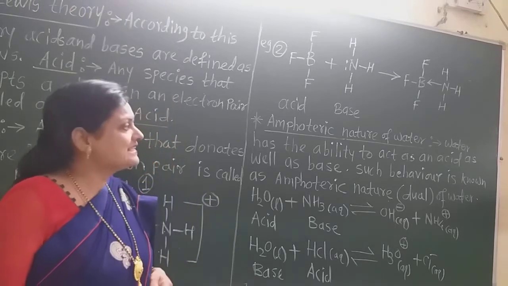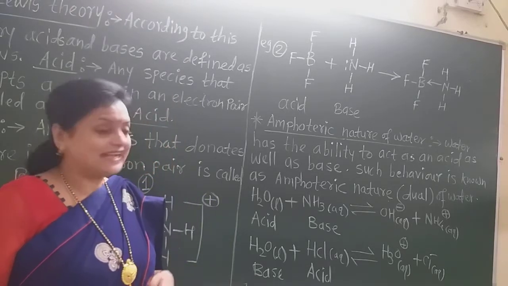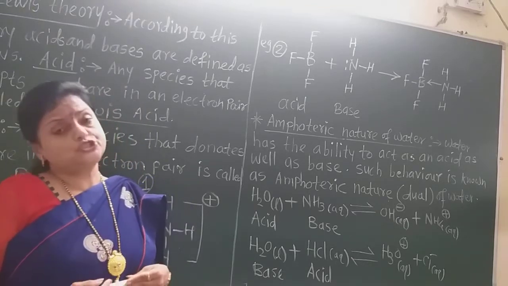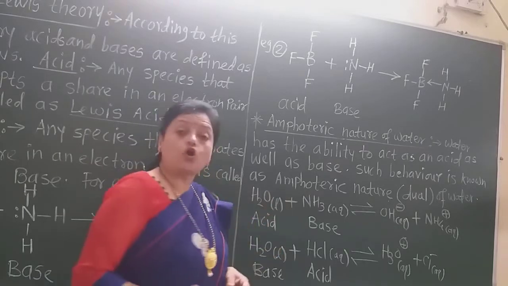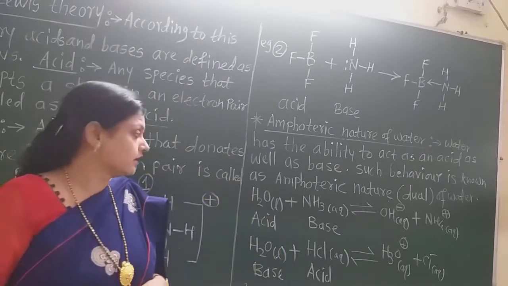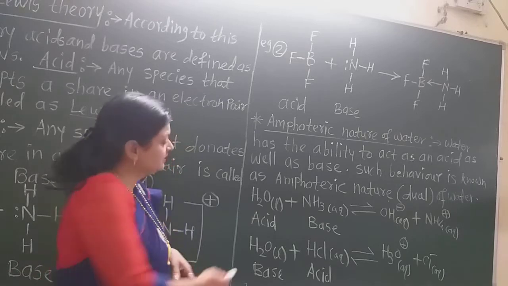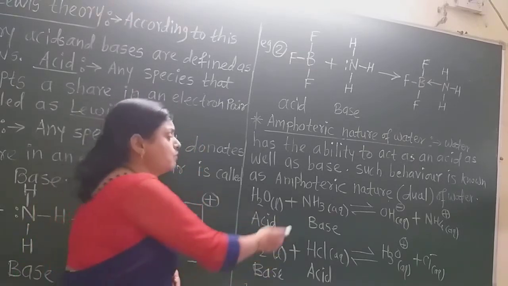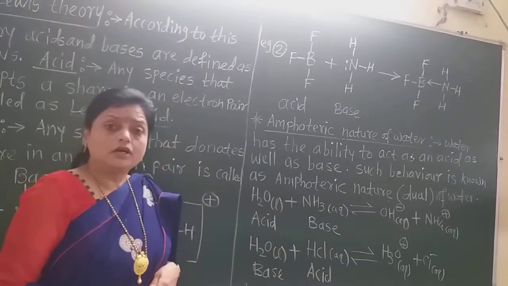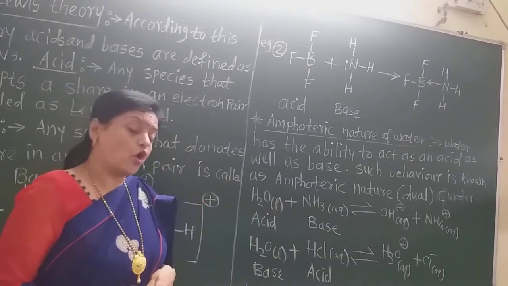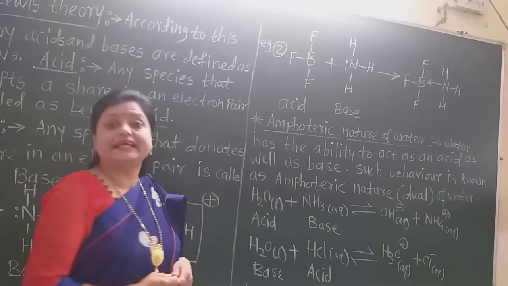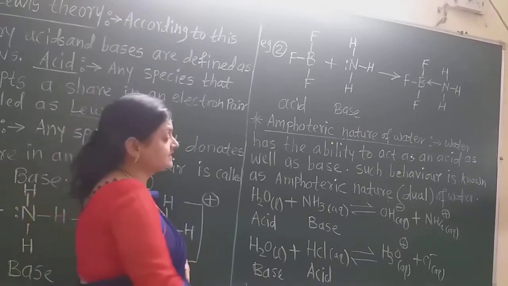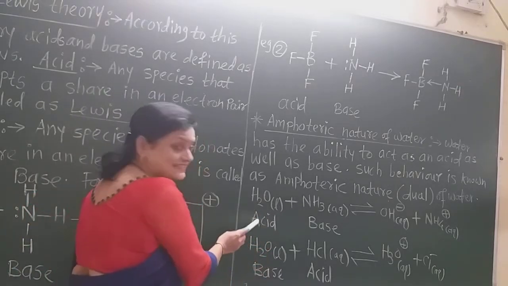Water has the ability to act as an acid as well as a base. Such behavior is known as the amphoteric or dual nature of water. For example, see here this water and there is ammonia. We know that ammonia has a strong attraction toward the H plus ion from the water. Due to the lone pair, it accepts the H plus ion. As water gives the H plus ion to ammonia, this water acts as the acid.